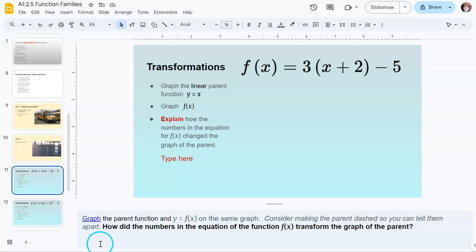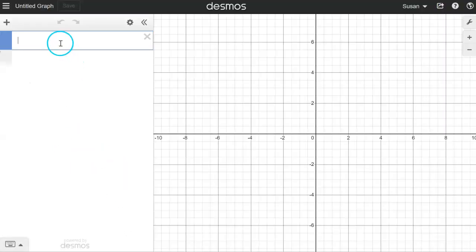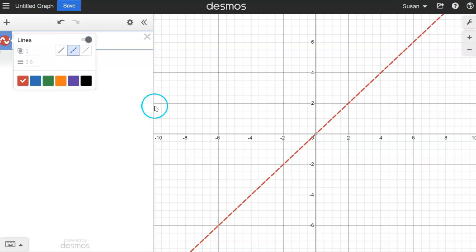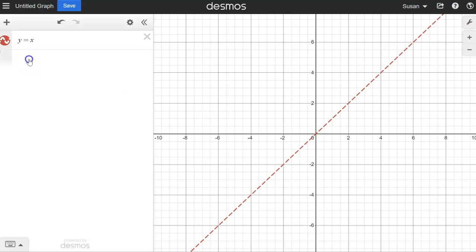But I did link them out to a Desmos graphing calculator. I don't always do that because hopefully by now they know how to get there all on their own. But I'm going to go ahead and give them a link out, and I want them to graph the linear parent function. So they would click here, and they would start with y = x. Now to tell this apart, one way to do that is to make this dash. So you would press and hold and then choose one of these options. So I'm going to choose the one in the middle, and now I've got the parent function.